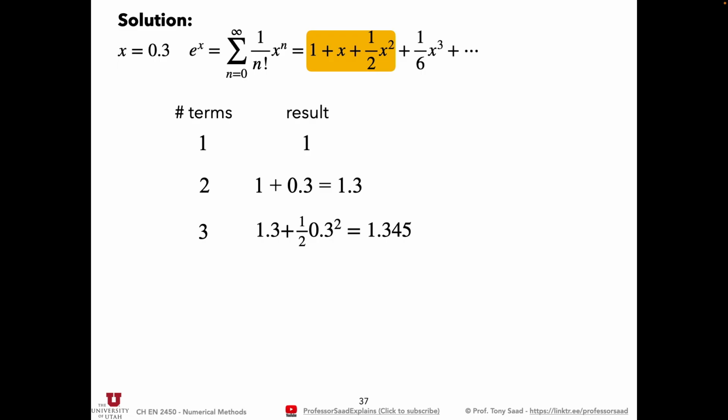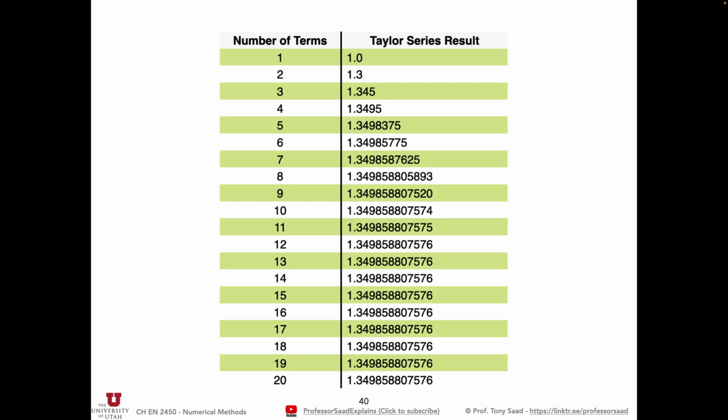Okay, so with one term, you only take the first term in that series. You neglect everything else. With two terms, you take the first two terms. With three terms, you take the first three terms, and so on. And you can keep doing this over and over again. And here's a table of me doing this exercise. And you see with one term, you get 1. With two terms, you get 1.3, 1.345, 1.34495, 498, 375, 49857, and 7 terms, 1.3498, and so on.